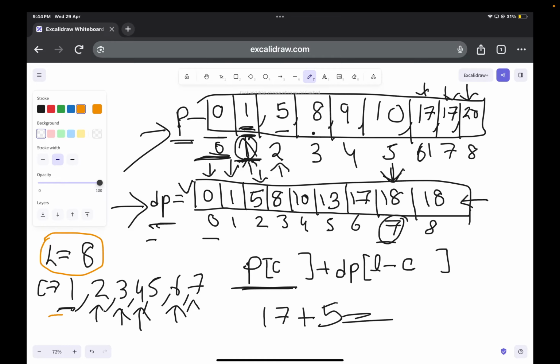And J, what is J? From 1 I will start, and till what point? Till L. If L is 8, J will come till 7. And then this is the formula. Remember this formula. Are you clear with this a little bit?